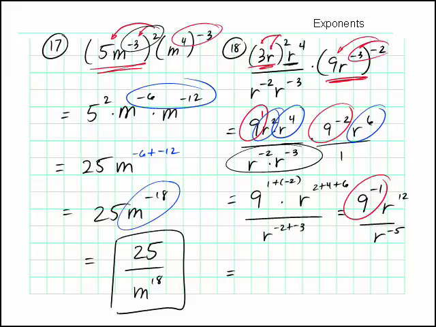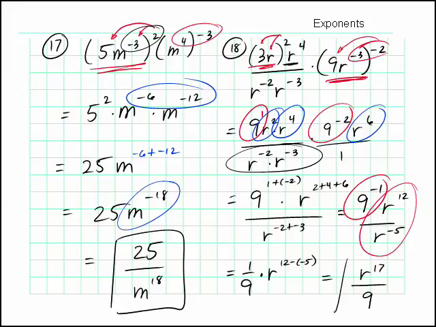Nine to the negative 1 is 1/9. And here we subtract our exponents. So that is 12 minus a negative 5, which is r to the 17th power. And so my answer should be r to the 17th in the numerator. And that 9, since it's a 1/9, that 9 will be in the denominator like that. And there's my answer.